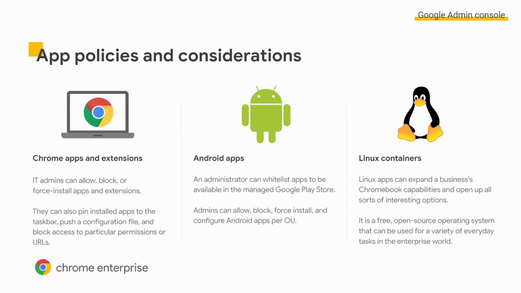Android apps. The Google Play Store contains over 2.6 million apps, including many business applications. An administrator can whitelist apps to be available in the managed Google Play Store. They can allow, block, force install, and configure Android apps per organizational unit. Linux containers. In the spring of 2018, Google announced that the ability to run a Linux container was coming to Chrome OS. Linux applications can extend a business's Chromebook capabilities and open up all sorts of interesting options.